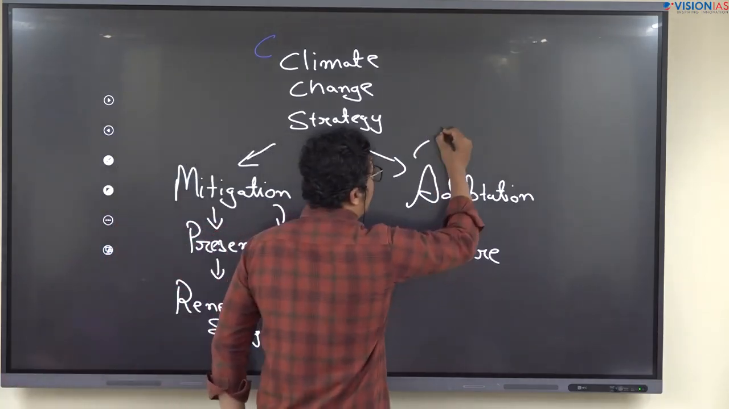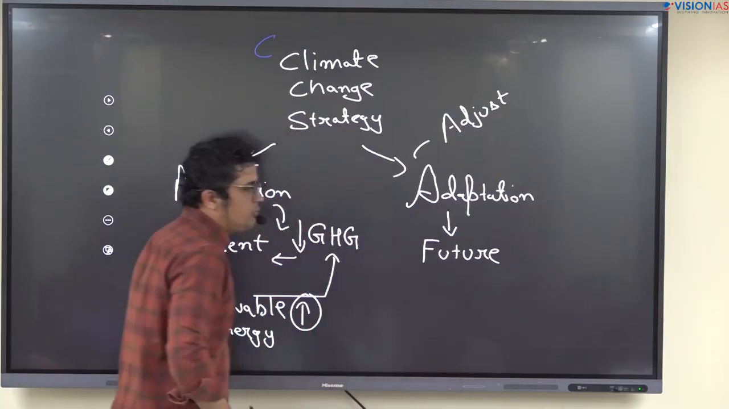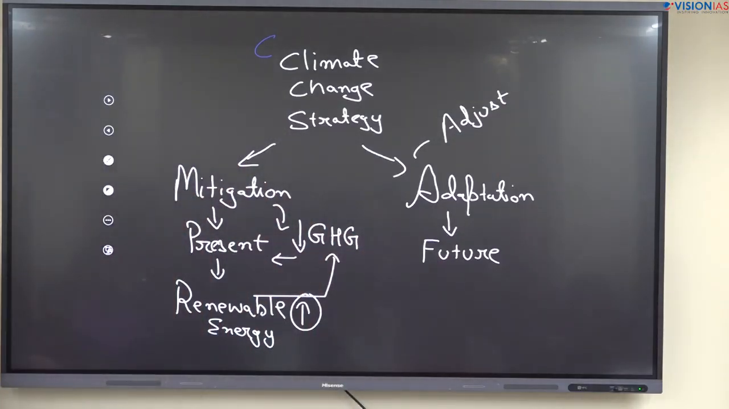Adaptation is when you want to adjust in the future. You believe that climate change will happen in the future. So what will you do in the future? If temperature rises, there will be a shortage of water. What will you do? You will try to adjust. You will try to accommodate, adapt. Adaptation is your future. You want to adjust.